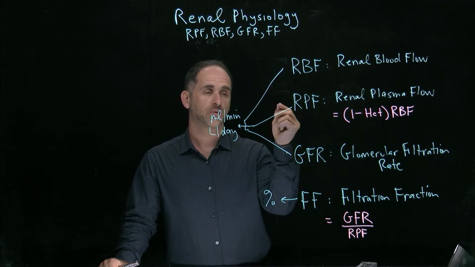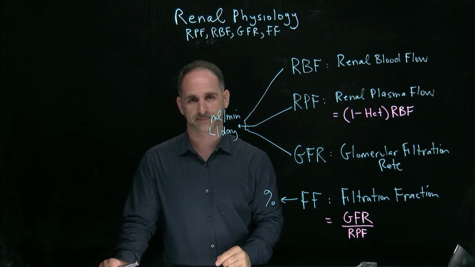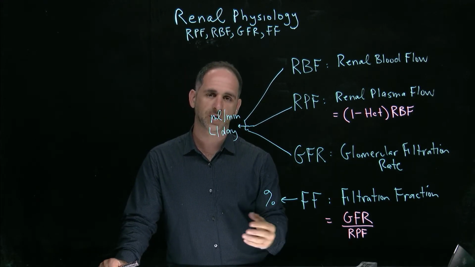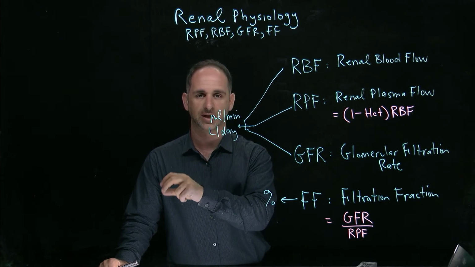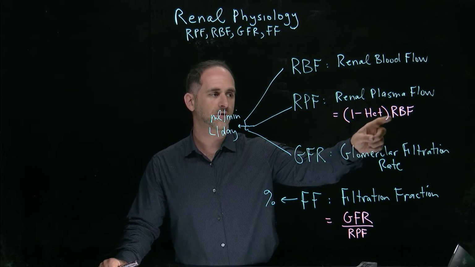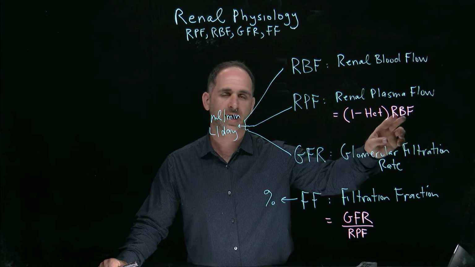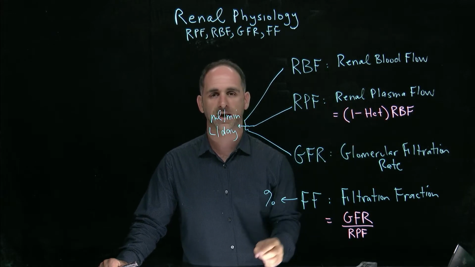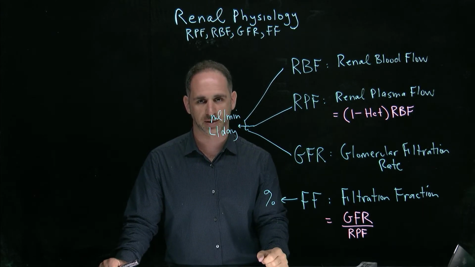So the renal blood flow is the volume of blood being delivered to the kidney per unit time. The RPF, the renal plasma flow, is the volume of plasma being delivered to the kidney per unit time. And so you can see over here that the renal plasma flow is the RBF times 1 minus the hematocrit, which is the percentage of the blood that is red blood cells.